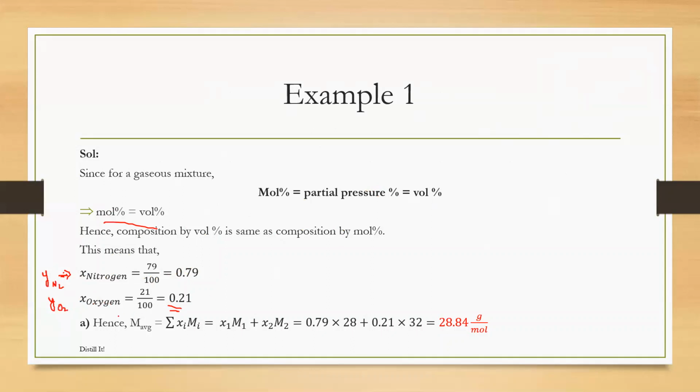I didn't want you people to get confused in this formula. That is why I simply wrote X, but it's actually Y for gases. All right. So Y N2 is equal to 0.79 and Y oxygen is equal to 0.21. Then we know the molecular weight of nitrogen is 14 into 2, that is 28, and the molecular weight of oxygen is 16 into 2, that is 32. Therefore, we get sigma xi mi, which is x1 m1 plus x2 m2, or y1 m1 plus y2 m2. And then we get 28.84 gram per mole.